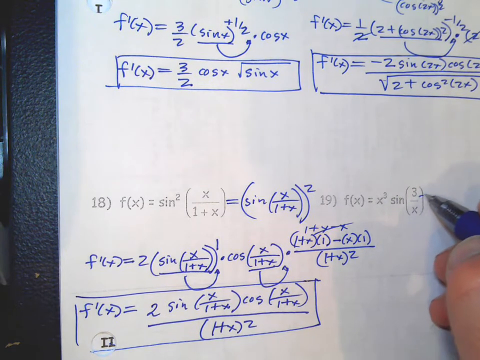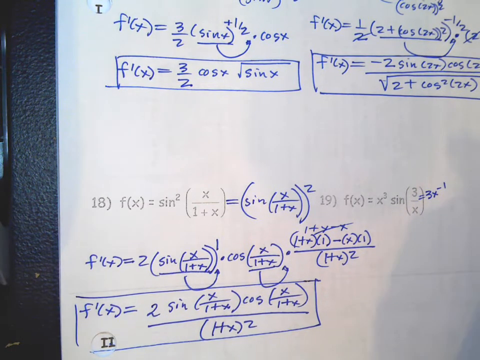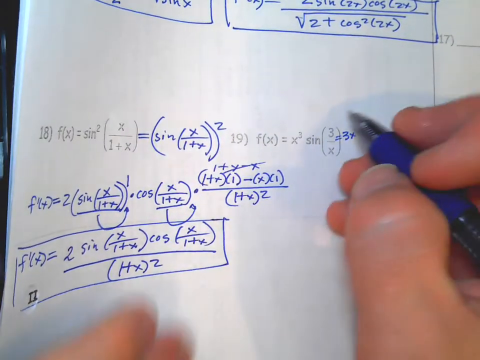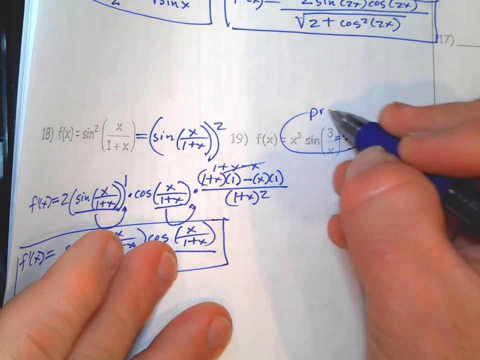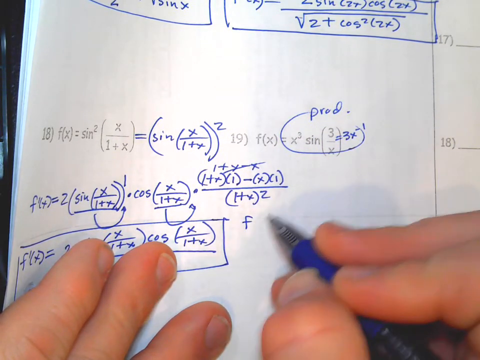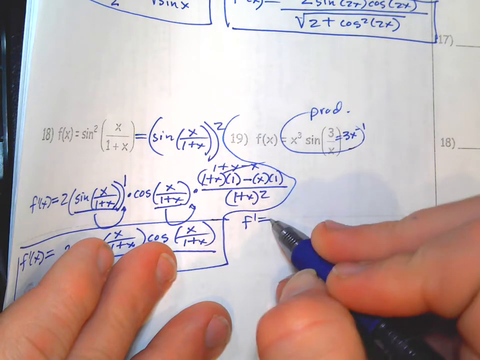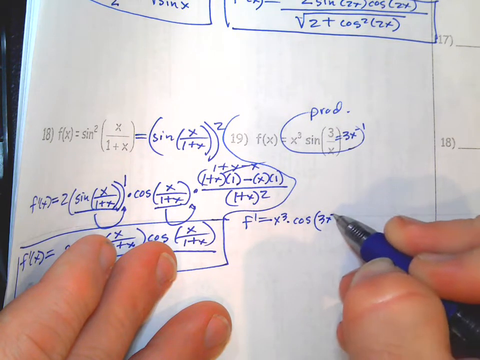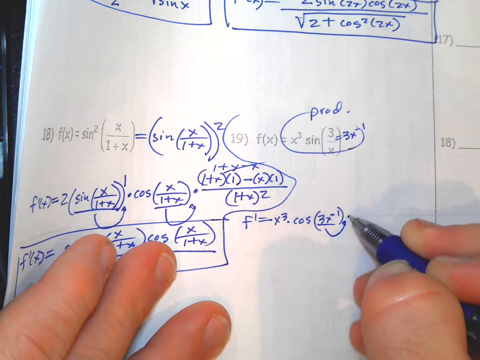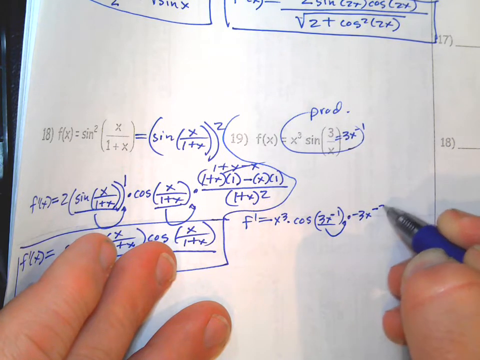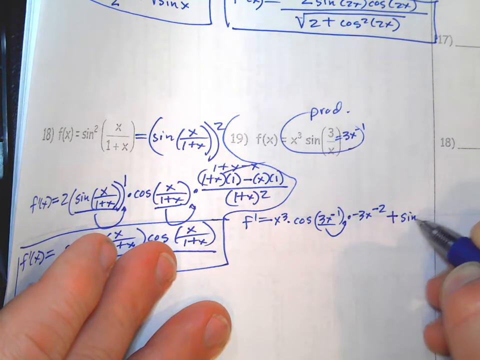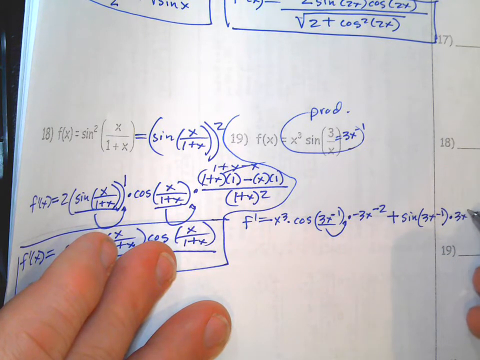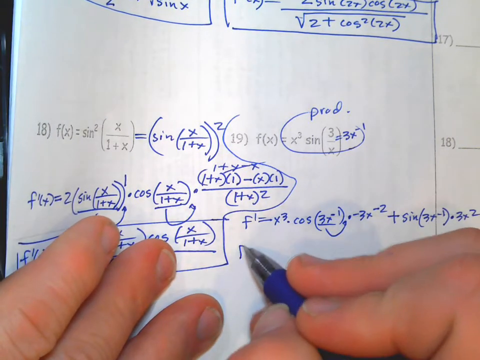Now, this one, I'd think of this as 3x to the -1, because then you totally get rid of the quotient rule, and you don't even have to do a product rule, simple power rule. I would do that. Now, there is a big product that you got to do here. So f prime equals x cubed times derivative of sine is cosine, leave the inside the same, times the derivative of what's inside, plus sine of 3x to the -1 times derivative of x cubed is 3x squared. So that's the derivative, so we just got to clean it up now.